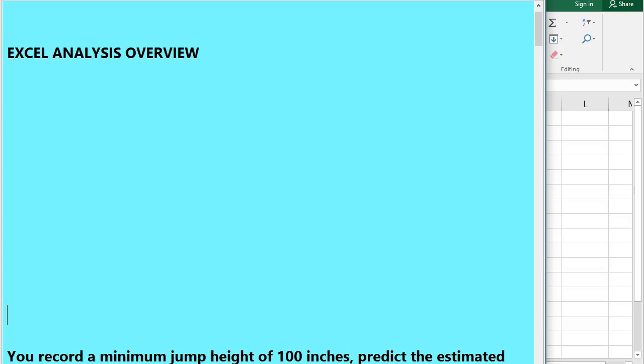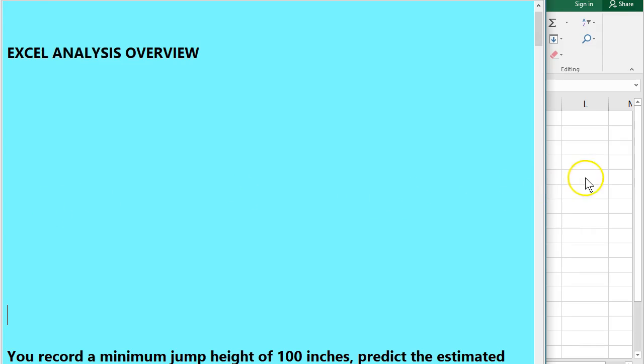Hello, this is Mr. Huff, and I want to talk briefly about using Excel for analysis. I'm going to do kind of an overview, show you how to make a couple of charts, how to throw trend lines in there, talk about best fit lines and that sort of thing. And then we're going to look at a couple of problems that would use that kind of information.